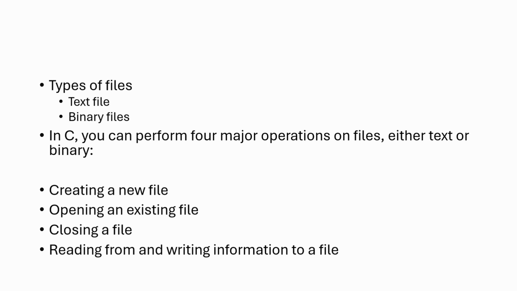What types of files are we talking about? There's two types of files. There's a text file or a binary file. Now, text file, you guys are used to it. .txt, right? It has information in it that you're familiar with. Binary file, it has ones and zeros in it.